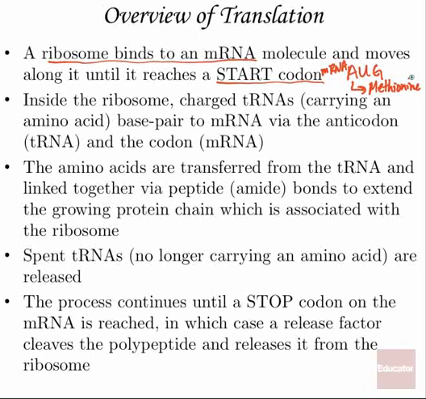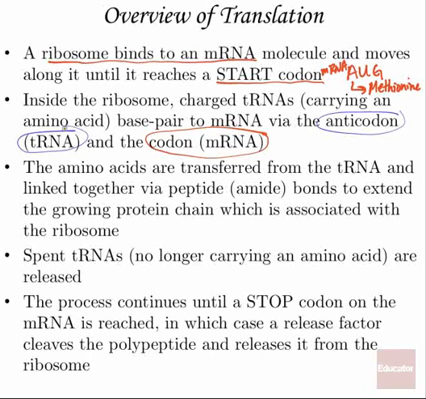Now, inside the ribosome, charged tRNAs, so that means they're carrying an amino acid, will base pair to the mRNA via the complementarity found between the anticodon on the tRNA and the codon on the mRNA. Okay. So this is important. Codon on the mRNA, anticodon on the tRNA.